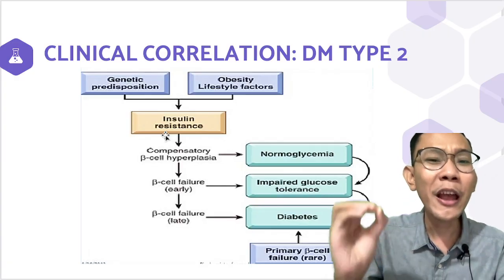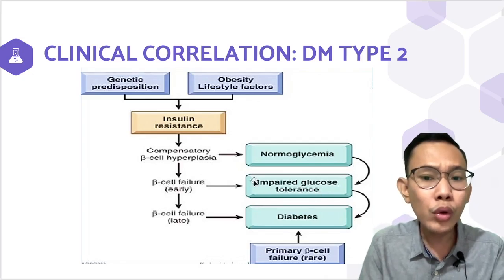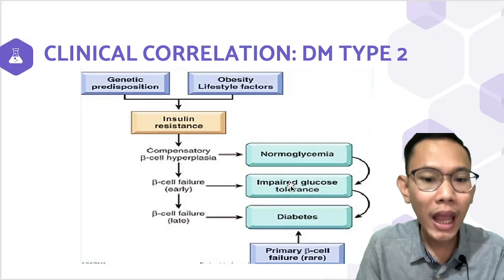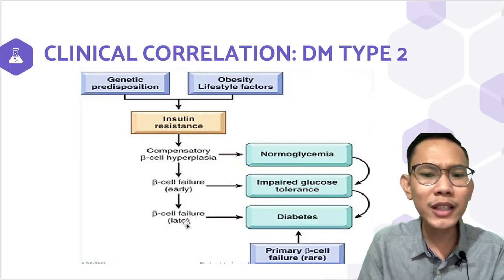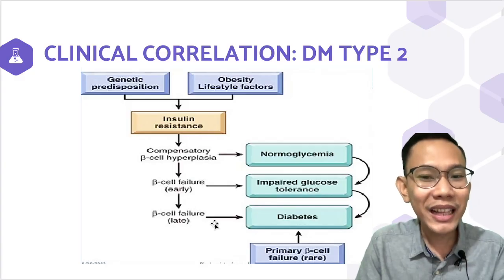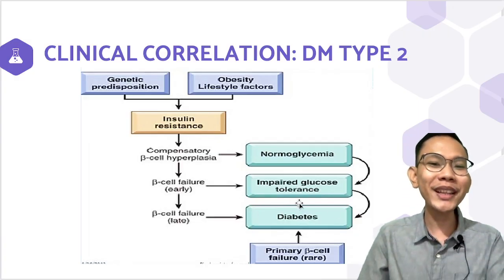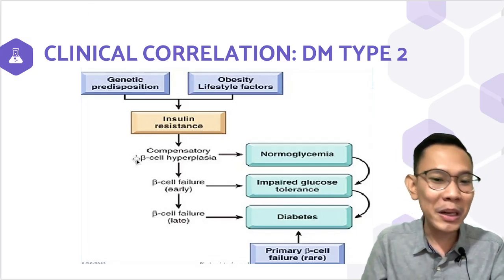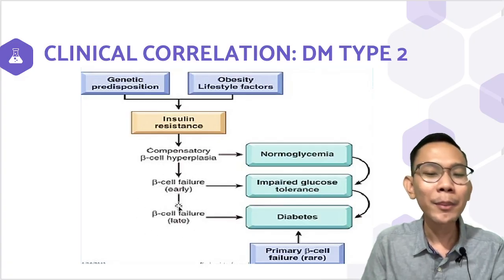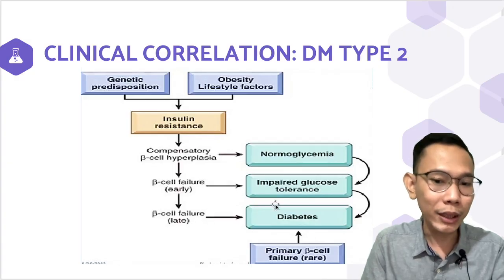However, if there is already beta cell failure at an early stage, it will now lead to impaired glucose tolerance. Dahan-dahan nang tumataas ang glucose level sa ating katawan. However, at a later stage, when there is already failure of your beta cells, that's the time that will lead to diabetes mellitus. I hope you understand, ha? From genetic to insulin resistance, magko-compensate na siya. Pero through time, from the early stage of beta cell failure up to the beta cell failure at the late stages, it will technically lead to diabetes mellitus.